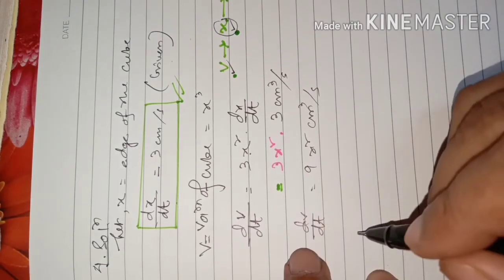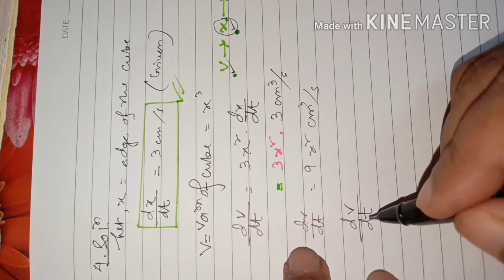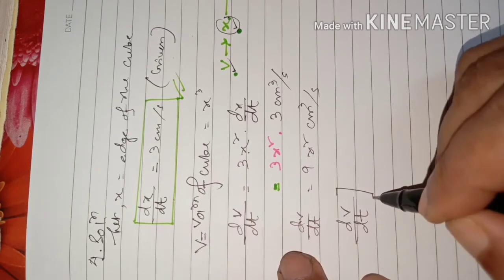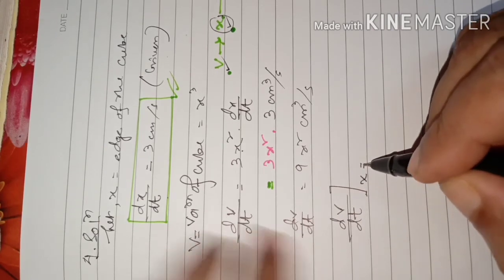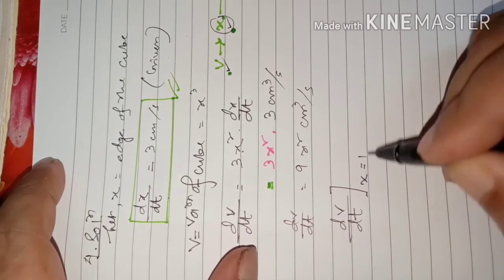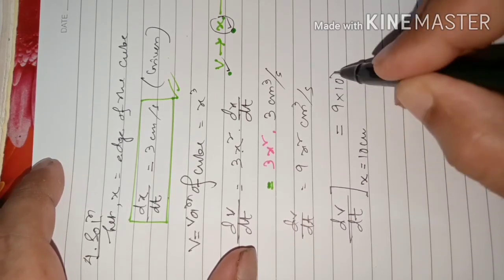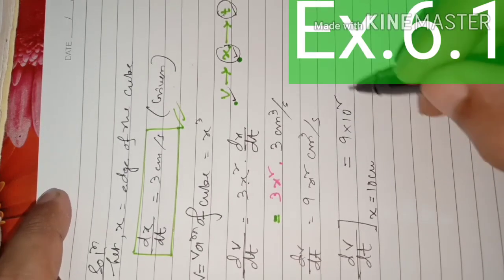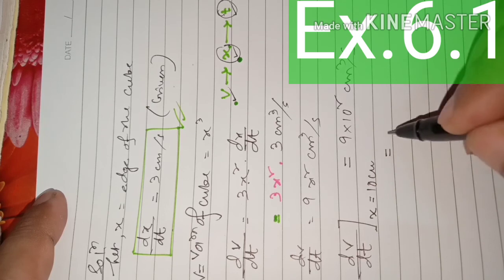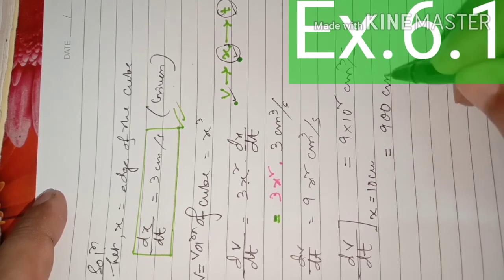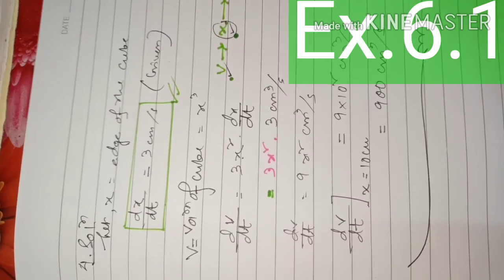But at a particular instant, dV by dt, the rate of change of volume with respect to time, will be when the edge x will be equal to what is given here, 10 centimeter. Side is 10 centimeter. So 9 into 10 square centimeter cube per second, that will be equal to 900 centimeter cube per second. This is our answer. Got the idea, students?